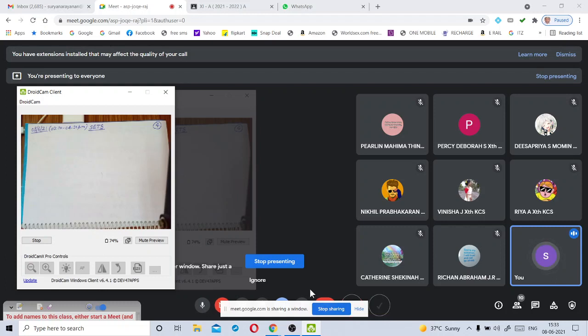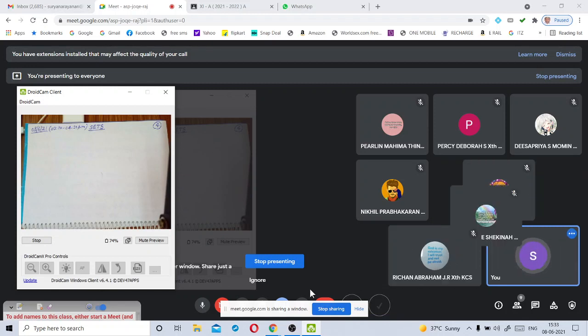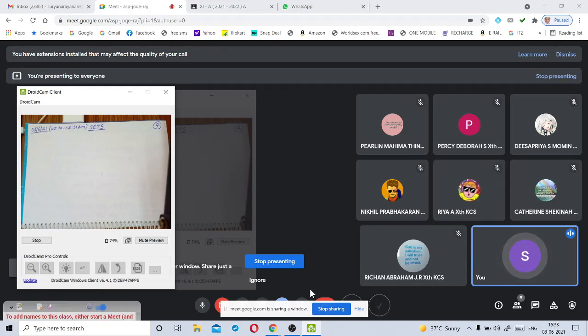Members of a set, elements of a set, or objects of a set. Which English letters are used to denote a set, to give the name of a set? Which type of letters are used? Can you tell me, Richan? Capital letter. Very good, very good. Capital letters. In the English alphabet, capital letters are used to give the name of a set.